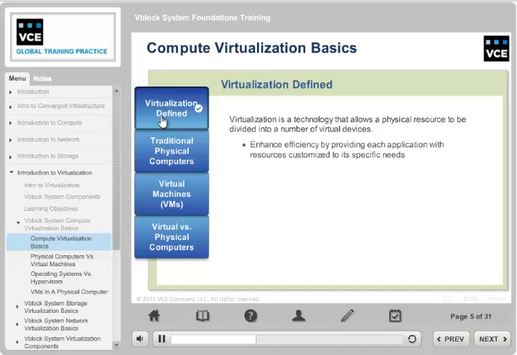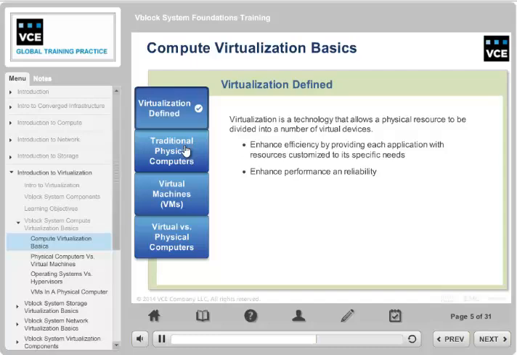First, it can enhance efficiency by providing each application with resources customized to its specific needs. Resources like operating systems, CPU, and memory can be customized to the exact specifications that an application requires. In addition, as you will learn, virtualization can enhance performance and reliability by increasing manageability.